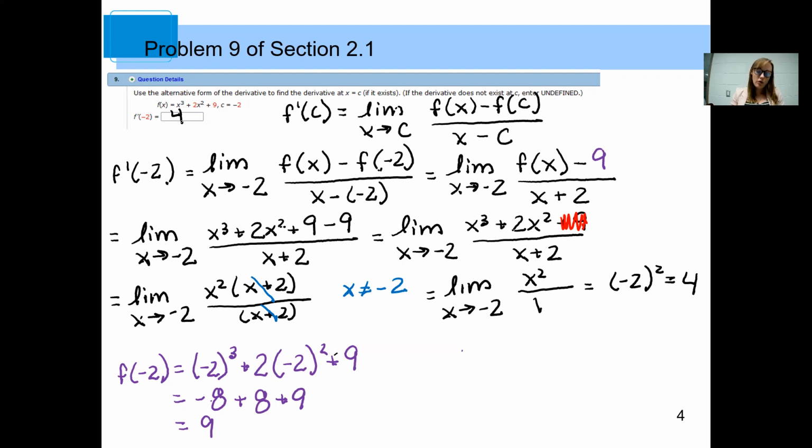This works if you're going to evaluate the derivative at one specific value of x. But if you're going to evaluate it for many different values of x, I encourage you to find the derivative function and then plug in the different values of x that you're considering. Okay, thank you.